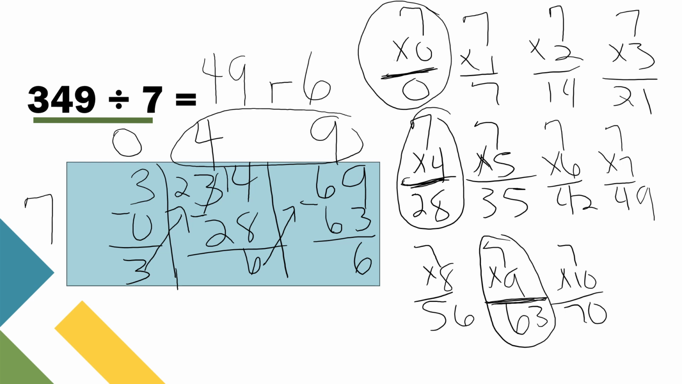Remember, division is all about taking what you have in all and trying to break it into groups. So technically what this problem is asking you, if you have 349 apples and you're trying to put them into 7 groups, how many apples will be in each group? 49. How many will be left out of the groups? 6 of them, because there was not enough to make another group.